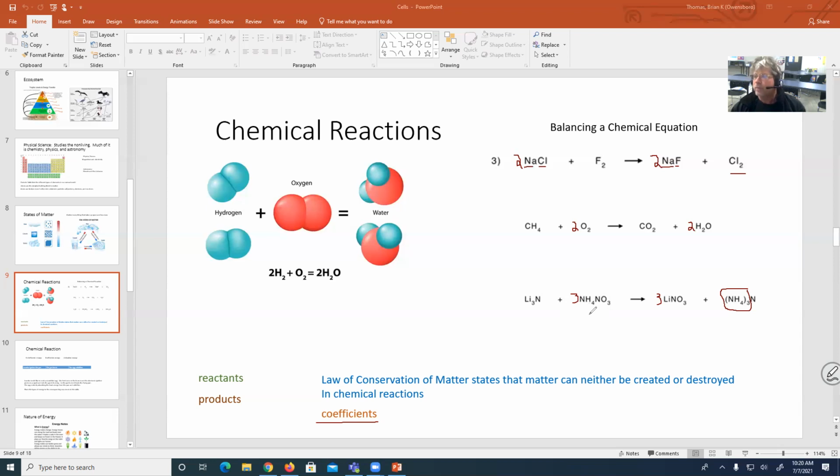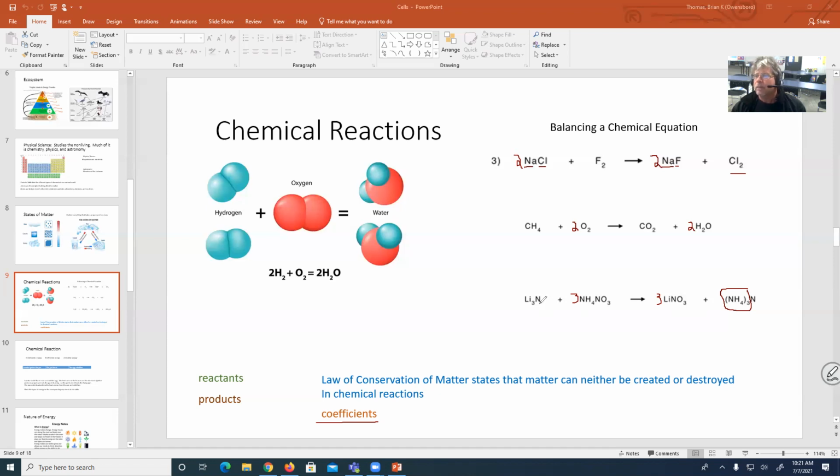Let's now look at the O's. They're only in one spot, so hopefully the O's play out too. So notice that this 3 and the subscript on the O's makes 9 O's. And I got the same over here, 3 and 3 makes 9. So that looks like the O's are good. I've got 9 O's on each side, so that looks like that balances it out.